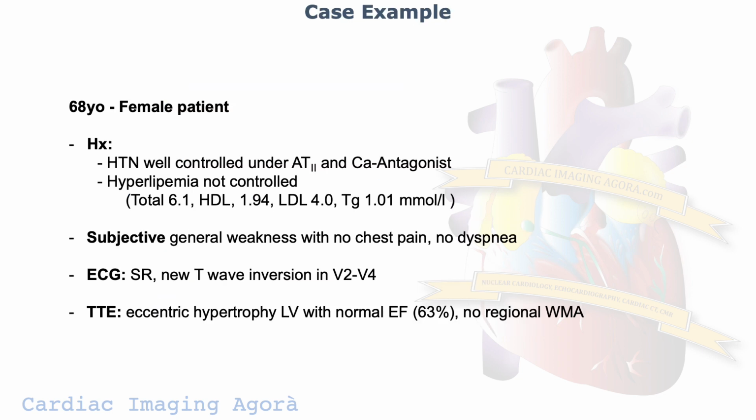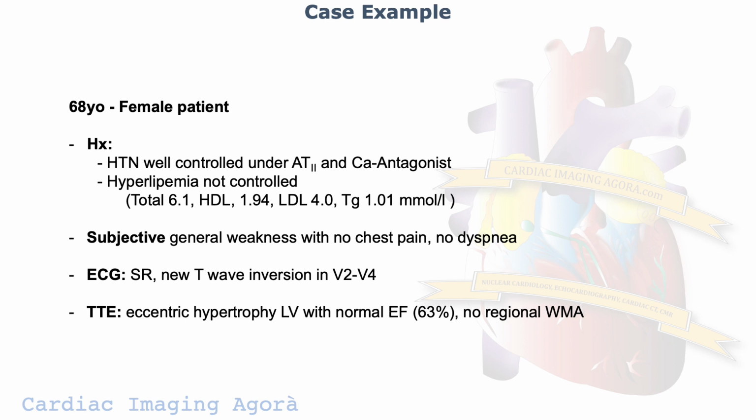Now let's see a case example that was referred to our department, and it refers to a 68-year-old female patient with a history of hypertension, which was well controlled under AT2 blockers and calcium antagonists. She had also hyperlipidemia that was not under medication, and she didn't have any other traditional risk factors. Her symptoms were rather atypical. She didn't have any chest pain, and she didn't have any dyspnea.